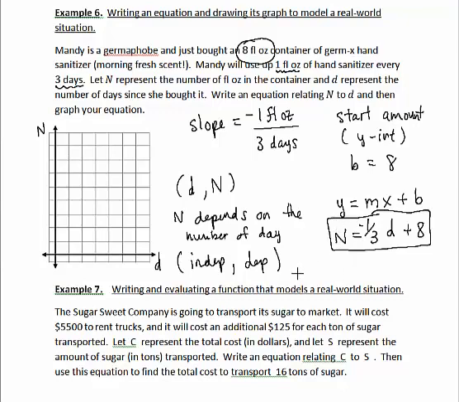Well, if we plug in 0 days, the 0 knocks out the 1/3, and we're left with N equals 8. So at D equals 0, which is right here on the N axis, we want to go up 8 units. So 1, 2, 3, 4, 5, 6, 7, 8. This is pretty much our y-intercept.